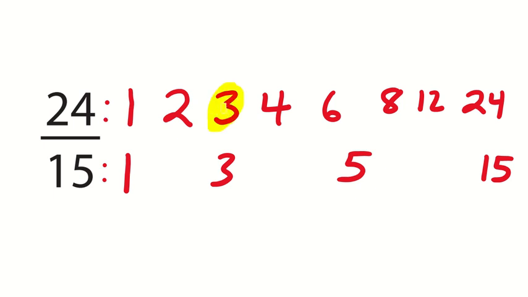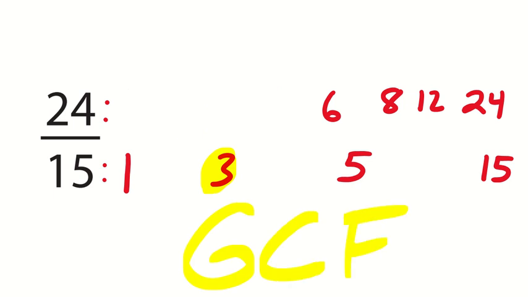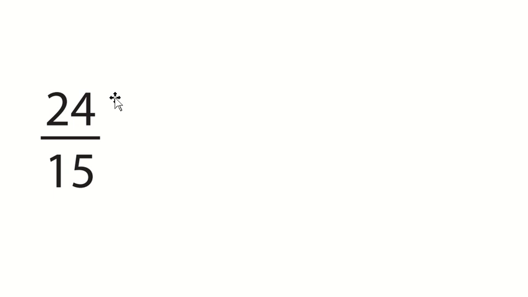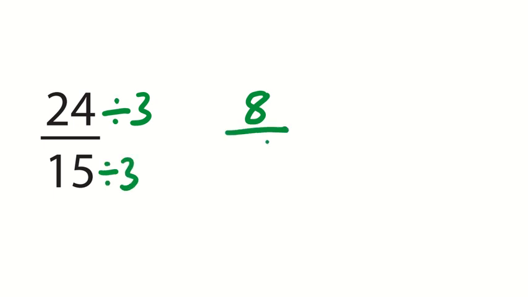The largest number that appears on both lists is a 3. Thus, the 3 is the GCF. We can divide the top and the bottom number by 3 because it is the greatest common factor. So let's do that. Oops, let me erase those 2 little dots. There we go. 24 divided by 3 is 8. And then 15 divided by 3 is 5.